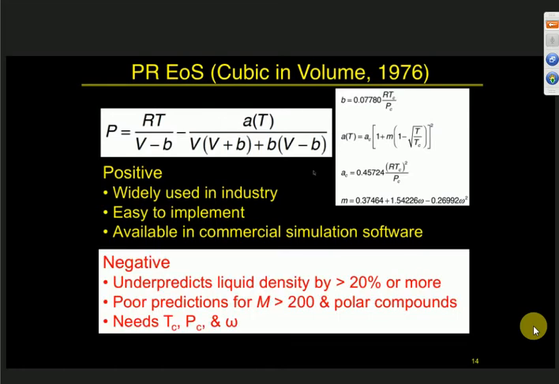Though there are some drawbacks: it doesn't predict the liquid density that accurately, especially for larger molecules, and it requires critical temperature, critical pressure, and acentric factor as the input parameters. If you don't know these properties for a molecule, then it's a little difficult to use this equation of state model. But for the system that I showed you, hexane and propylene, you know the critical properties and the acentric factor for both compounds, so you can easily calculate the phase behavior and density.